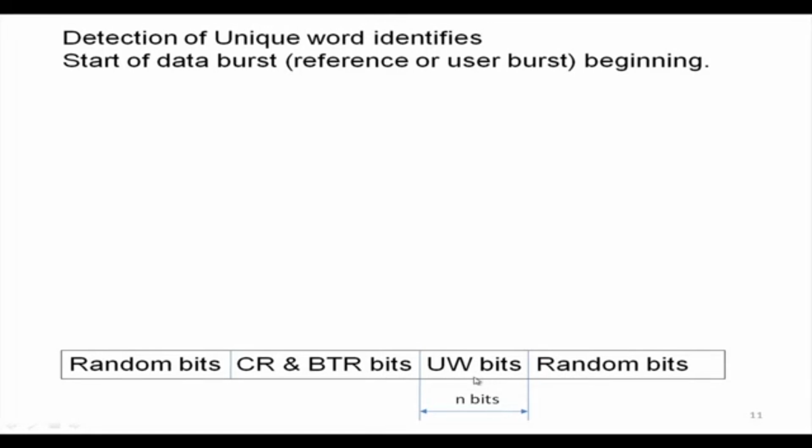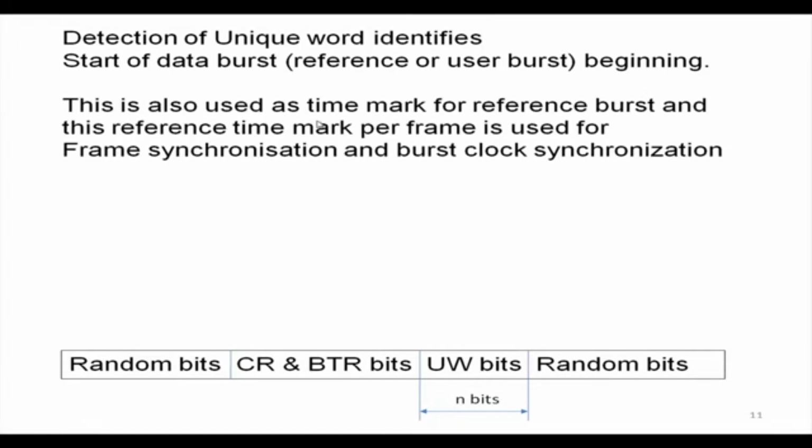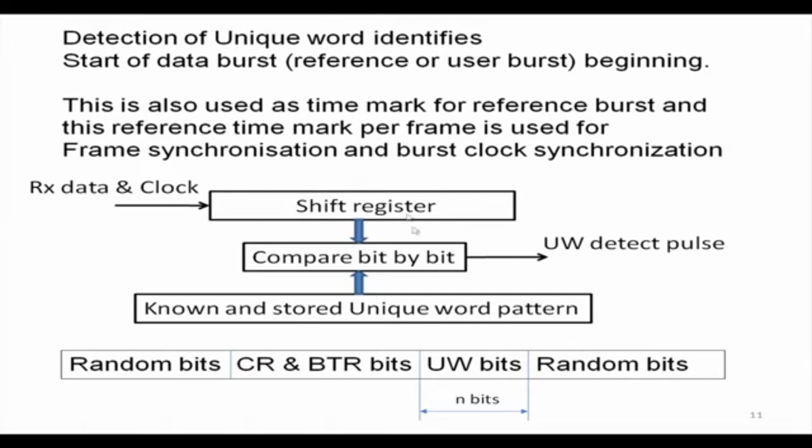You remember this. This Unicode pattern is also used as a time mark for the reference burst, and this reference time mark per frame is used for frame synchronization and burst clock synchronization. Within the frame there are bursts, so that burst clock also can be synchronized with this. This is shown in the blocks: the received data and clock go through the shift register, and there is a known, stored Unicode pattern which is known by the receiver. They are compared bit by bit and a Unicode detect pulse comes.